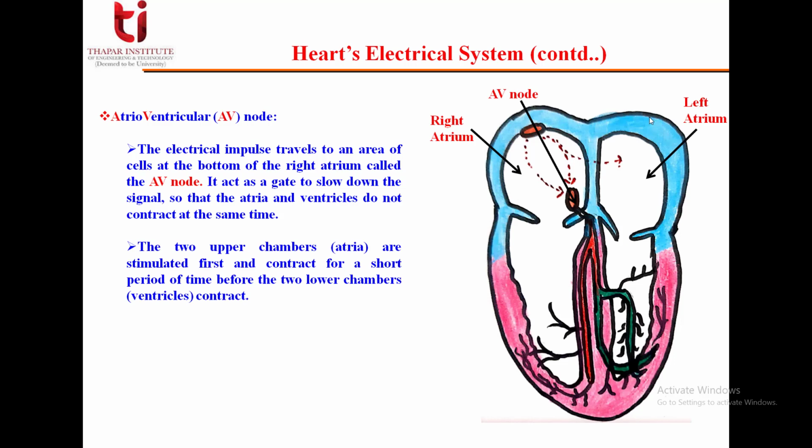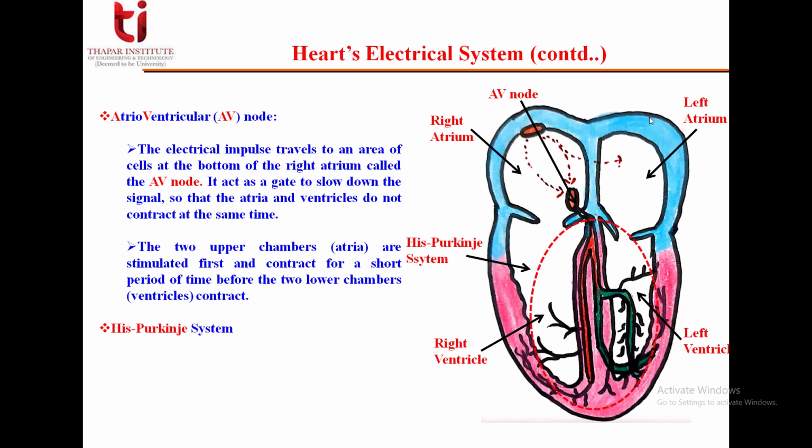Now these two upper chambers, the right atrium and left atrium, or in plural the atria, are stimulated first and contract for a short period of time before the two lower chambers, the ventricles, contract. So first there is contraction in the atria, then blood moves to the ventricles and then the ventricles contract. Now the next part is the His-Purkinje system. You can see it in the red oval, and we'll see what the main function of this His-Purkinje system is.